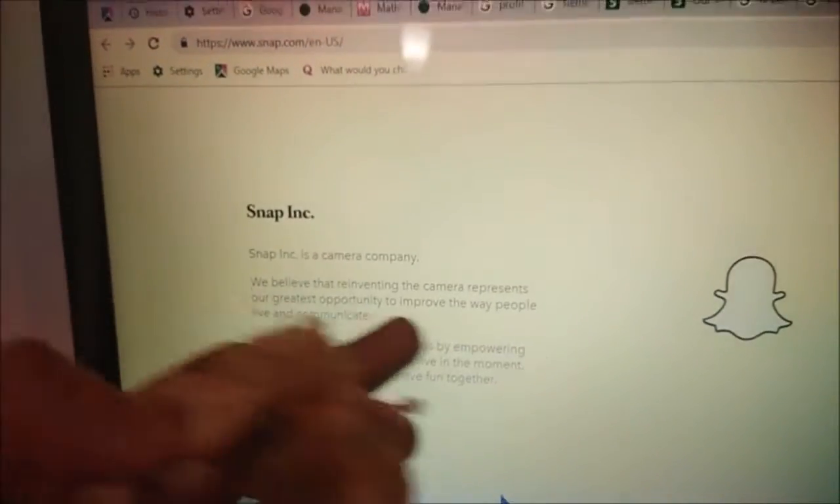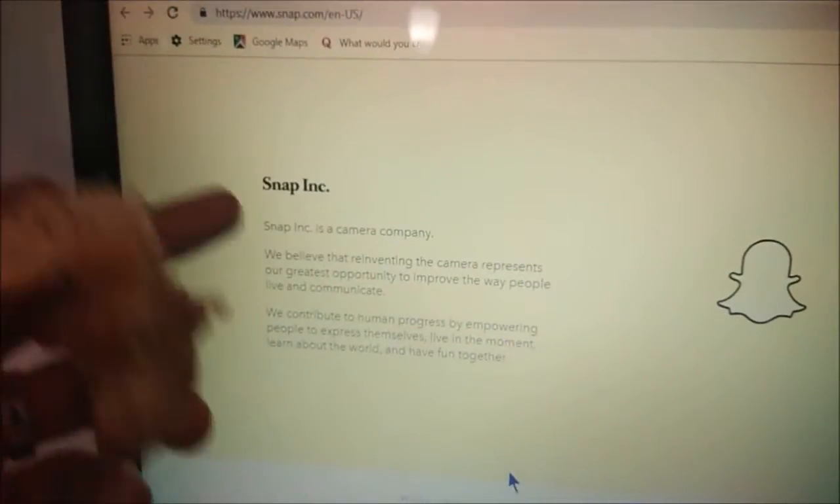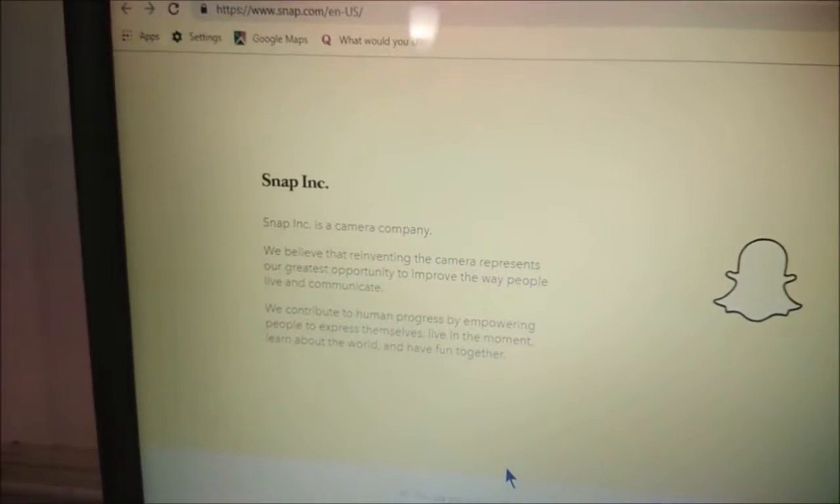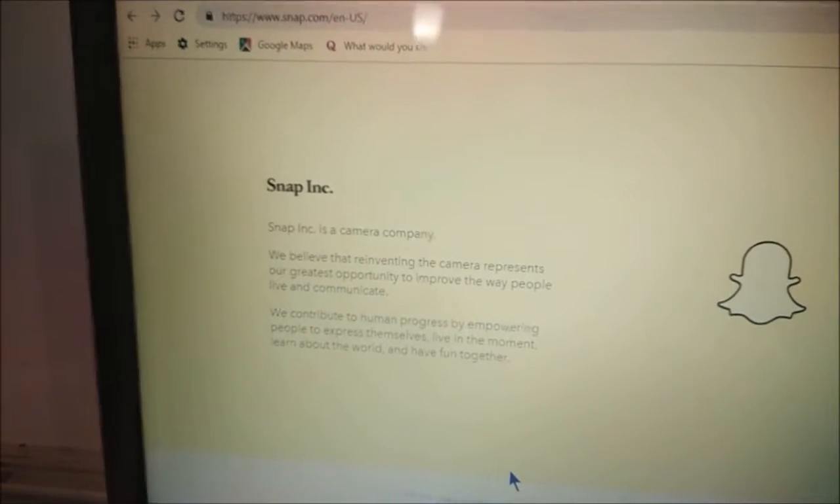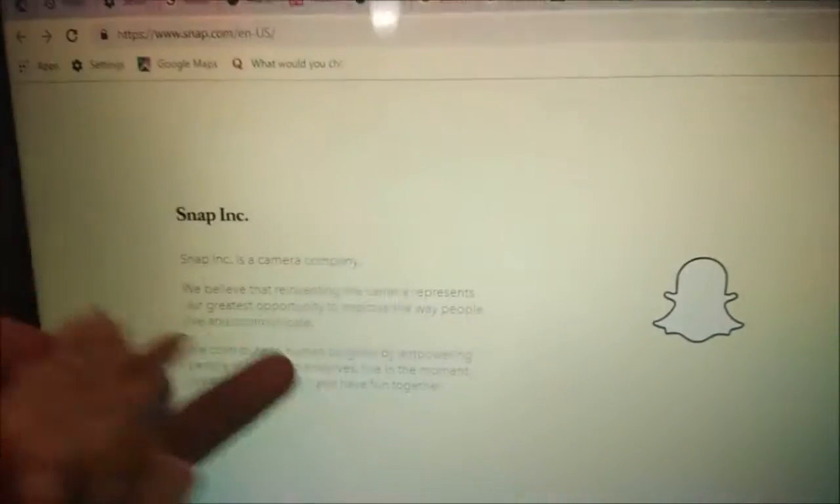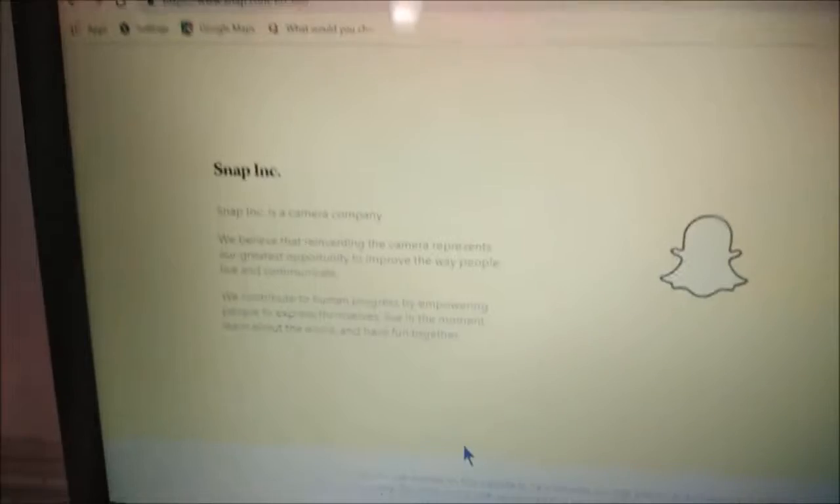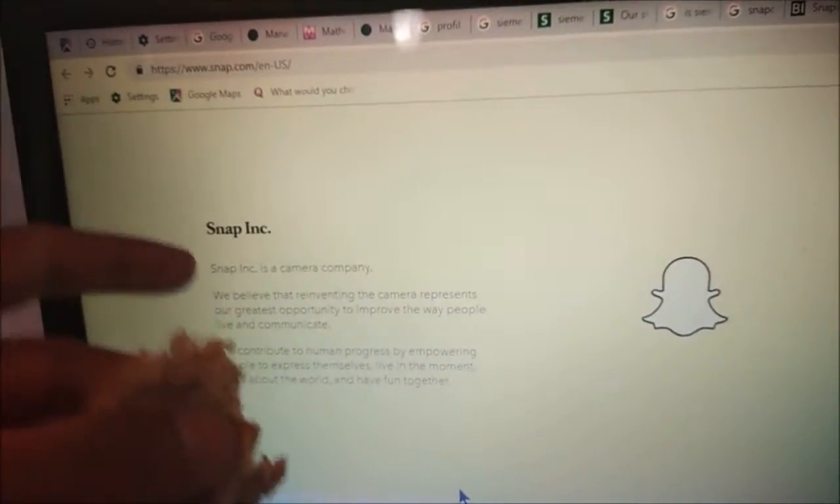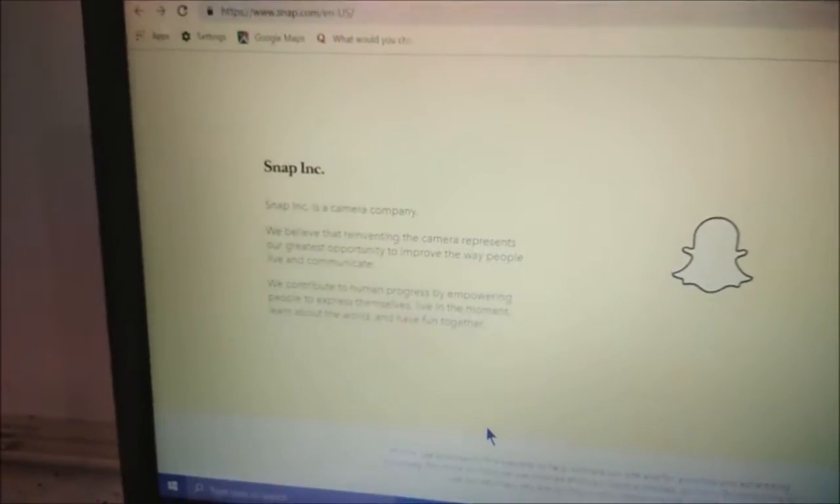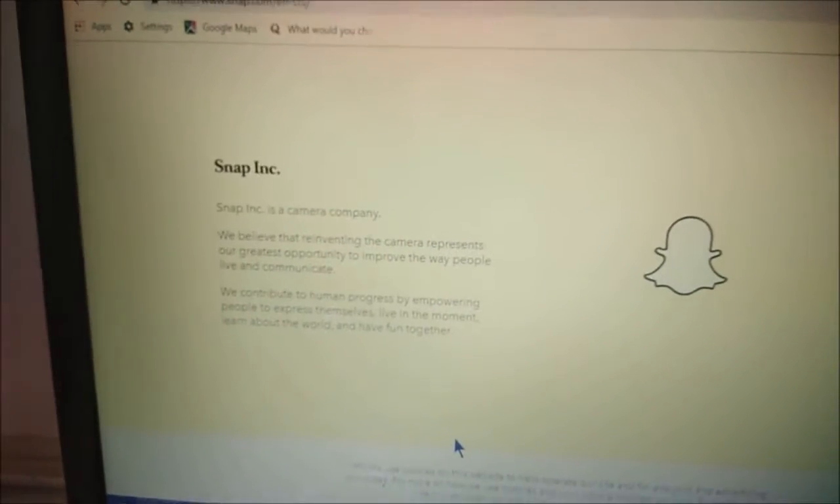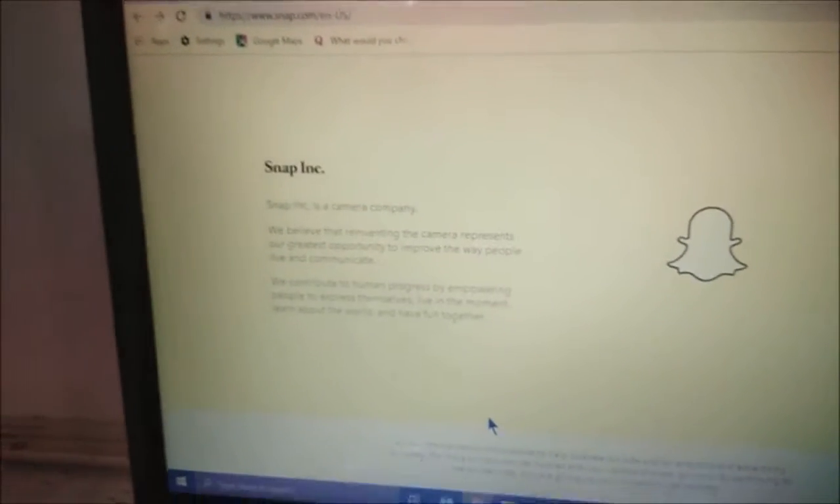So the vision statement is kind of a continuation. What they want to do is contribute to human progress by empowering people to express themselves, live in the moment, learn about the world, and have fun together. Very similar to the mission statement, but that's what they're hoping. I think when this was made at the very beginning, they hoped that when this app gets popular, that's how people will use it, and that's how they expected people to make use of it.